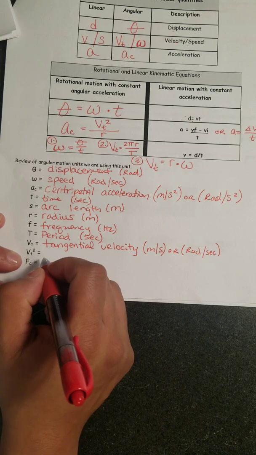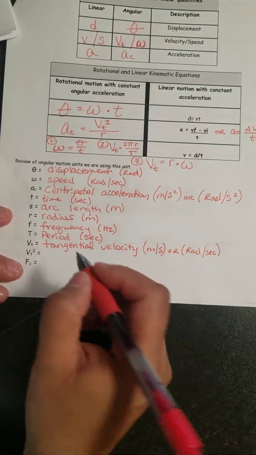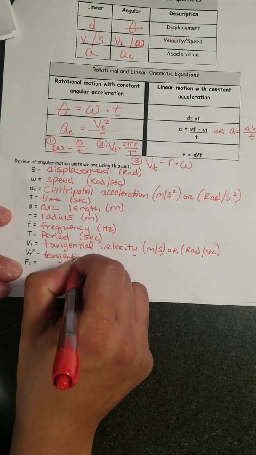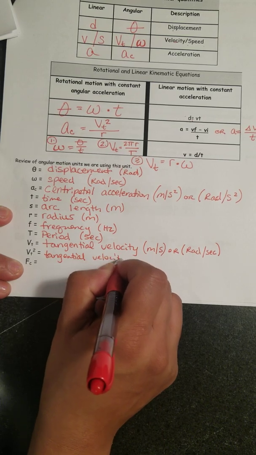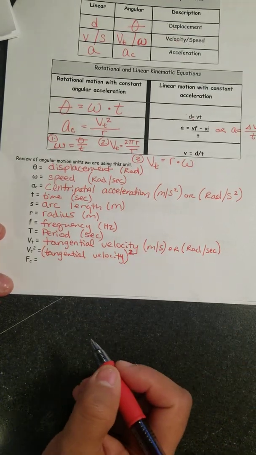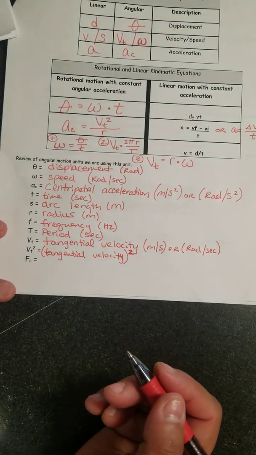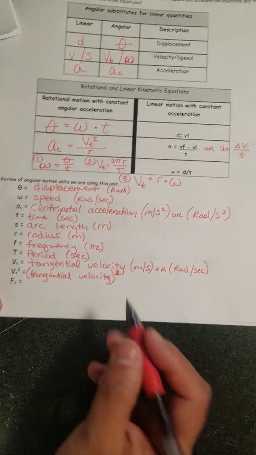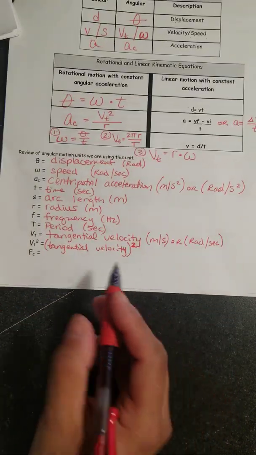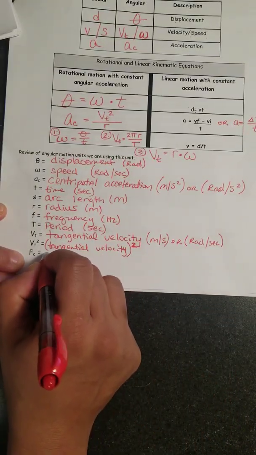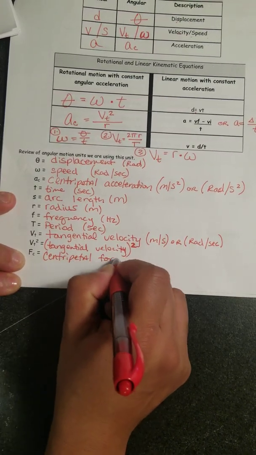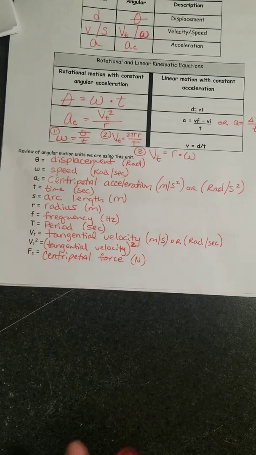V sub t squared, right? Which is just tangential velocity squared. I'm just going to put tangential velocity. Put square like that, right? It's just squared, which in this case we end up with meters per second squared or rads per second squared. We get that square from it. And then F sub c is centripetal force, which is in Newtons, okay?